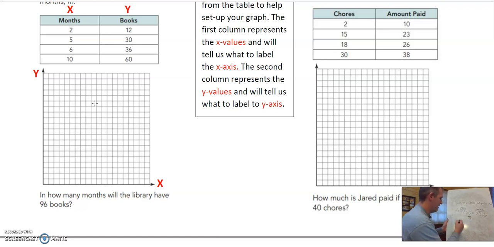Now I'm going to just do a sketch here. It's not going to be exact. But this is going to be the number of months. And over here, it's going to be the number of books. Now, in 2 months, I need to get from 0 to 10. So I'm going to just go 2, 4, 6, 8, 10. And that's going to get me pretty close to what I need. And I'm going to go by tens here: 10, 20, 30, 40, 50, 60.